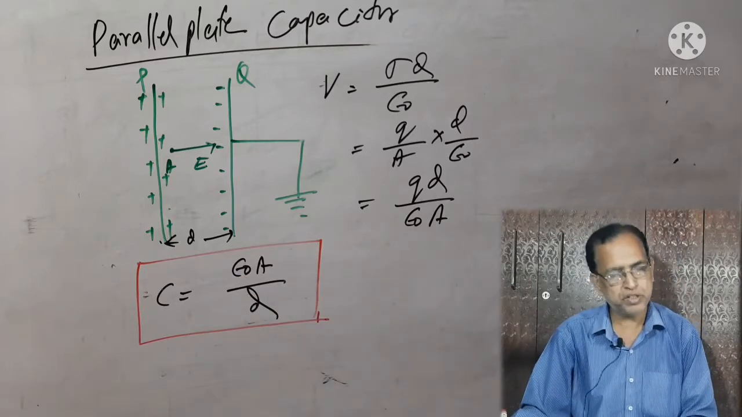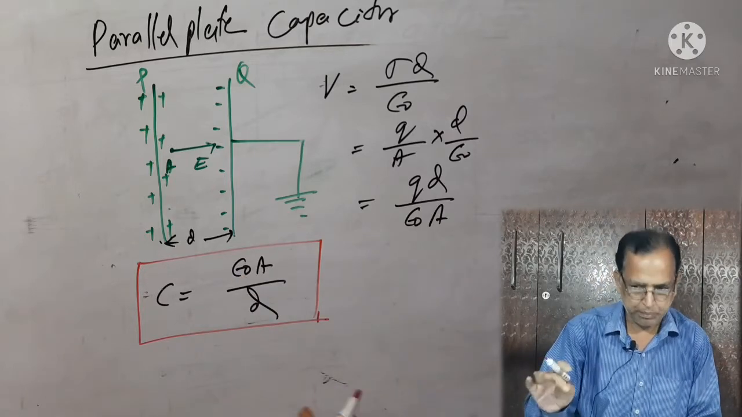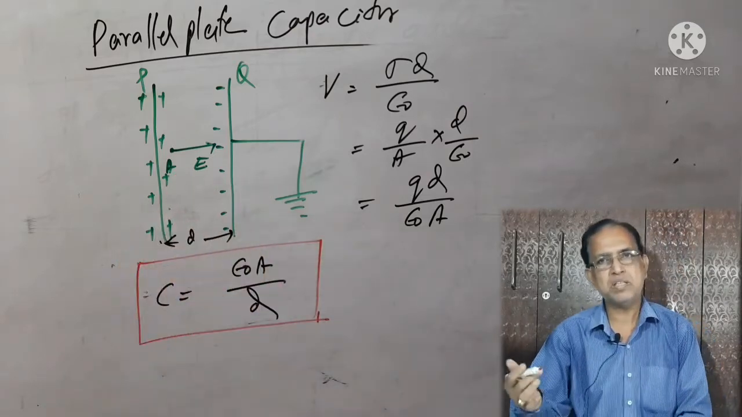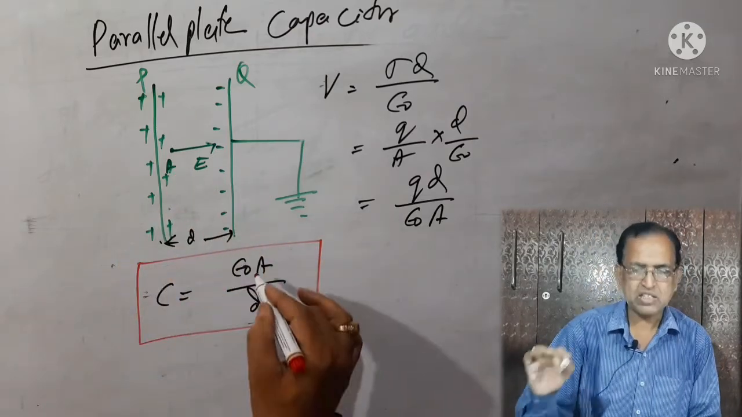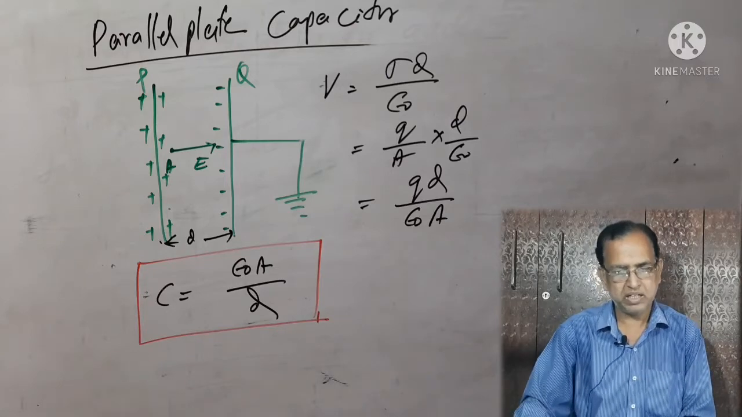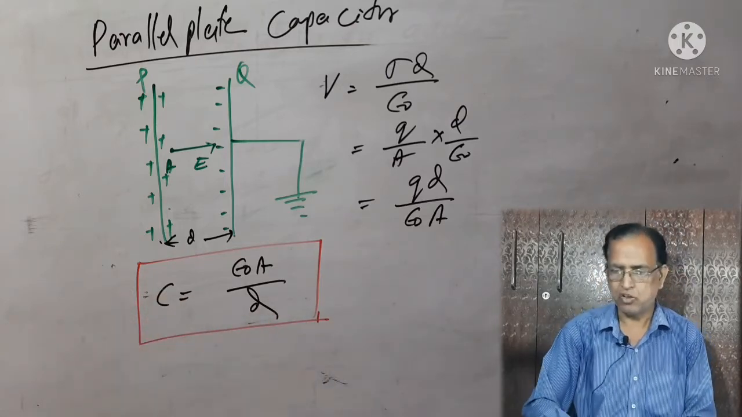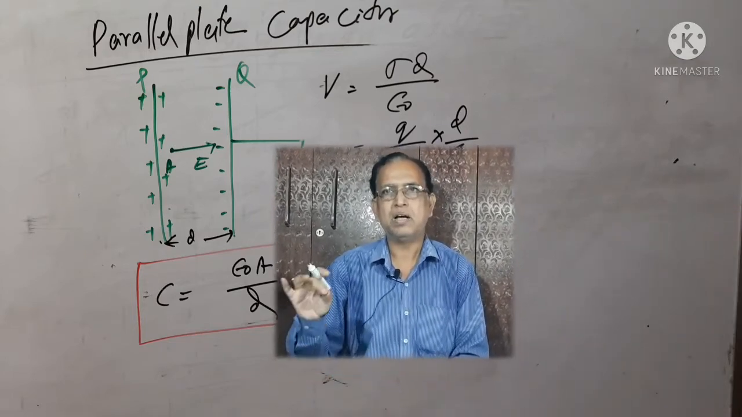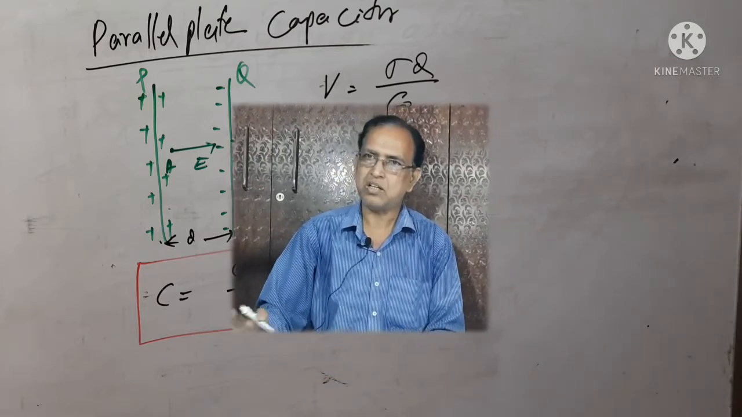Epsilon 0 is the permittivity of free space. That means in between P and Q, the medium is air. A is the common area of the two plates. d is the distance between them. This is all about the capacity of a parallel plate capacitor. That's all. Thank you.